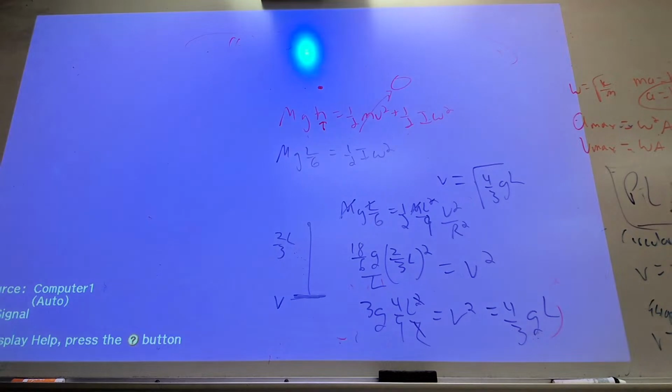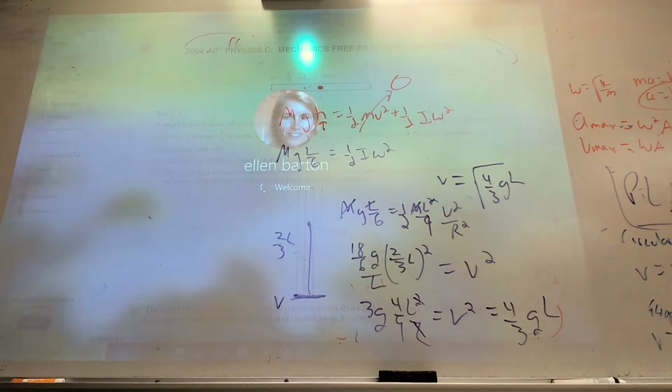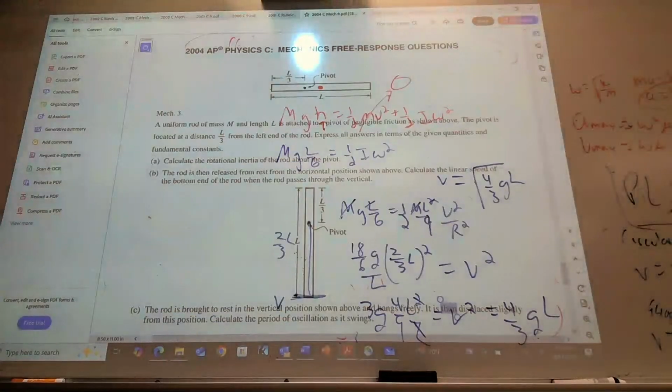So you remember how, when you're doing conservation of energy and isolating your V for something that's rotating, it's always coming out to some square root times some constant times G. Okay, let's go to C.